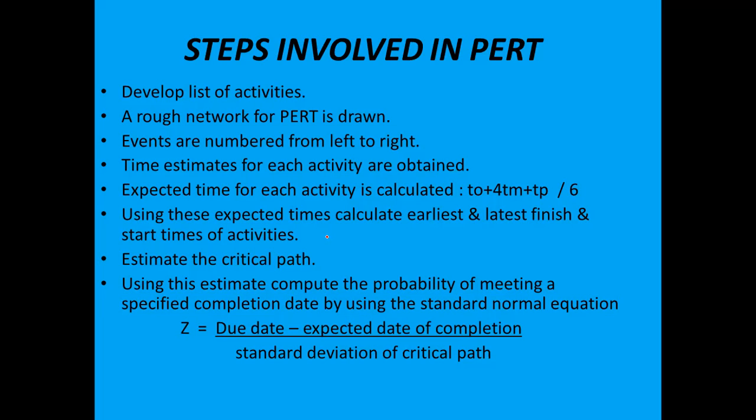Now, using this estimate, compute the probability of meeting a specified completion date by using a standard normal equation. What is the standard normal equation? The standard normal equation Z is equal to due date minus expected date of completion divided by standard deviation of the critical path.